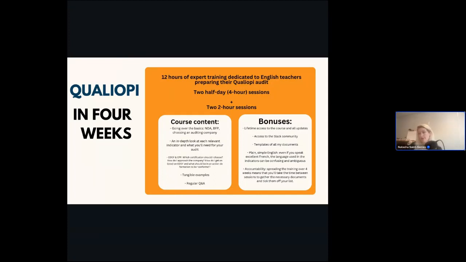The point of that is that each time you go away from a session, you've got that accountability that you need to come back with the documents, and any questions, any pain points, anything that you can't find or you're not sure if you've got the right thing, we can go through that together, okay? So the global idea is that at the end of the 4 weeks, you've got everything you need and you can go through that audit.